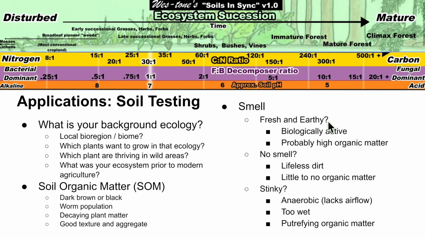Do you see decaying organic matter on top of the soil or within the soil? Does your soil have a good texture or aggregate, similar to a crumbly cheese? How does your soil smell? Does it smell fresh and earthy? That would indicate that it's biologically active and probably high in organic matter. Does your soil have no smell? Could just be lifeless dirt with little to no biological activity happening. Is your soil stinky? It could be anaerobic, which means it lacks airflow. It could be too wet, and that stinky smell is probably putrefying organic matter.